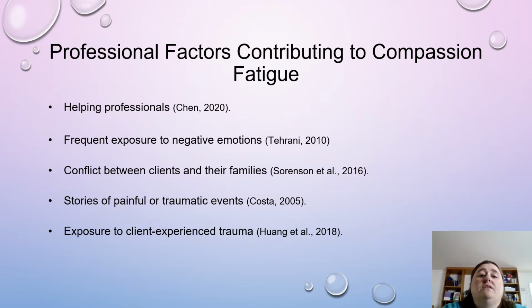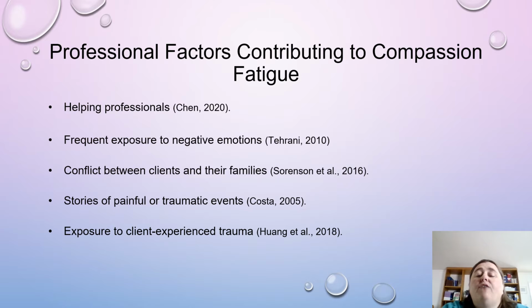Compassion fatigue is often seen in health and human service providers and other helping professions such as teachers, nurses, social workers, mental health service providers, hospice care workers, and first responders. It's also higher in professions where employees are frequently exposed to negative emotions from their clients. Conflicts between clients and their families is also a professional risk factor for development of compassion fatigue.